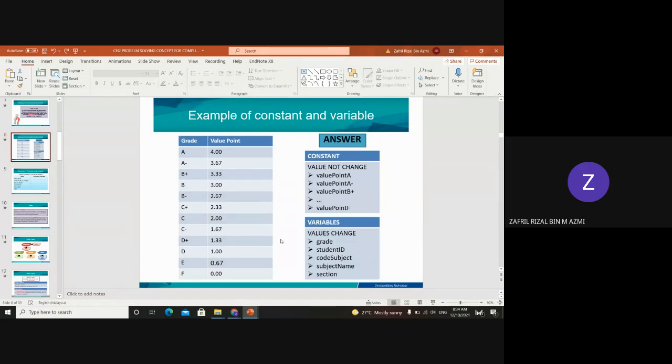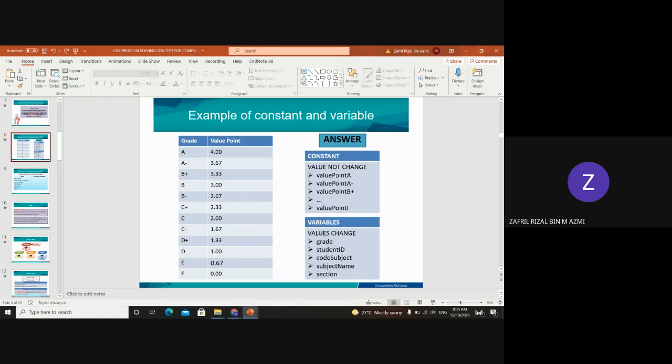Most probably there are no constants at all for your program. Most probably everything is a normal variable, no constant. That is also correct if you can justify your design like that, then no problem. But this is the example. For example, if the question requires you to list down all possible constants and all possible variables, this can be the answer.